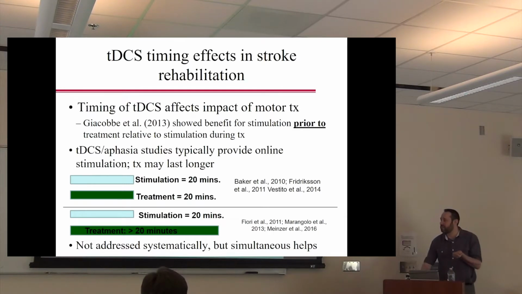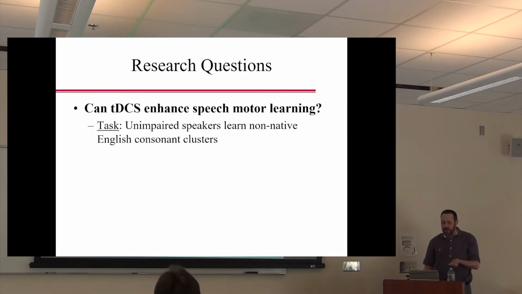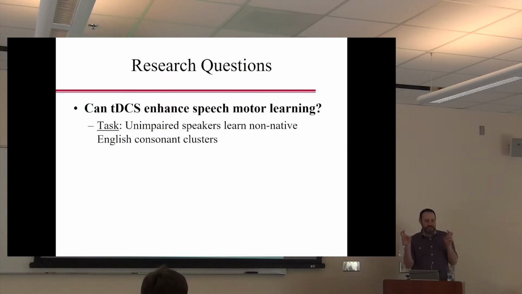And so this has driven the approach that we have here of trying to look at unimpaired individuals first. They're a lot easier and cheaper to run, so we can run a lot of those individuals, figure out whether timing matters, and then use that finding to drive the more clinically based research.